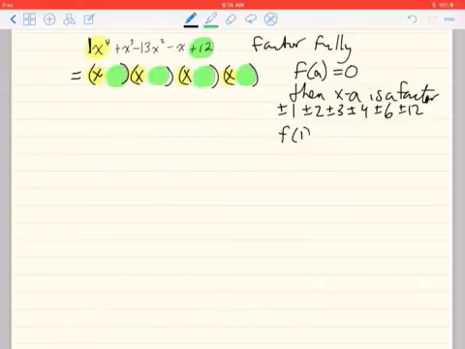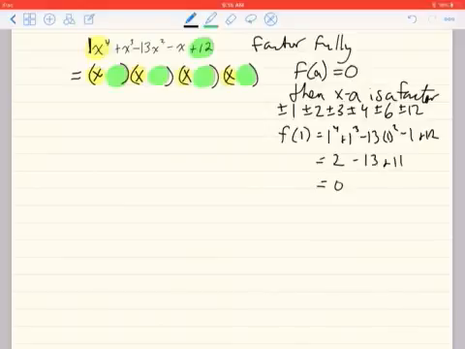So f at 1, we'll try first, and that's going to be 1 to the 4 plus 1 to the 3 minus 13 times 1 squared minus 1 plus 12. So that's going to give us 2 minus 13 plus 11, which equals 0. So look at that. We've already found one that works. So since f at 1 equals 0, then x minus 1 is a factor.